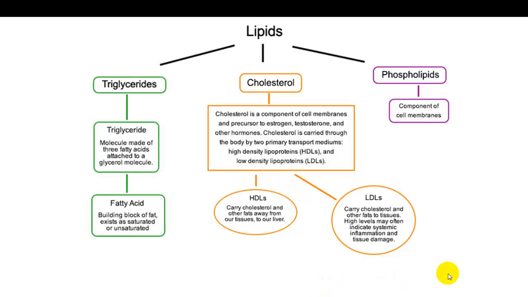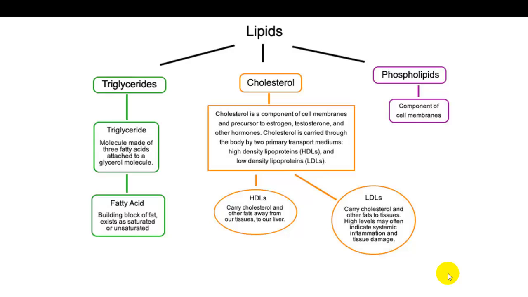All right, the group of lipids we commonly consider fats are known as triglycerides. Triglycerides are a molecule made of three fatty acids attached to a glycerol molecule. And what's a fatty acid? Well, a fatty acid is the building block of fat, and that exists either as saturated or unsaturated.